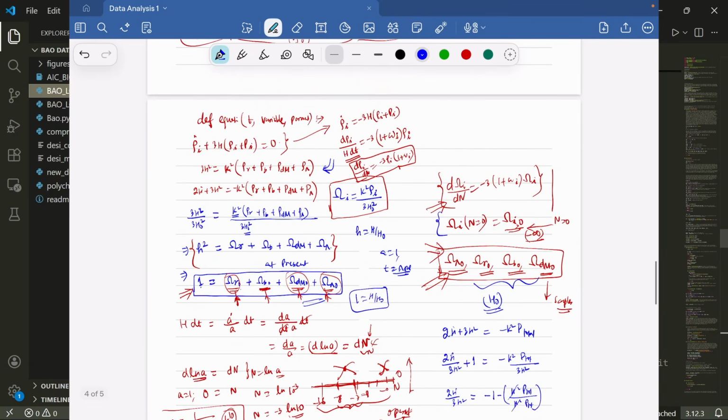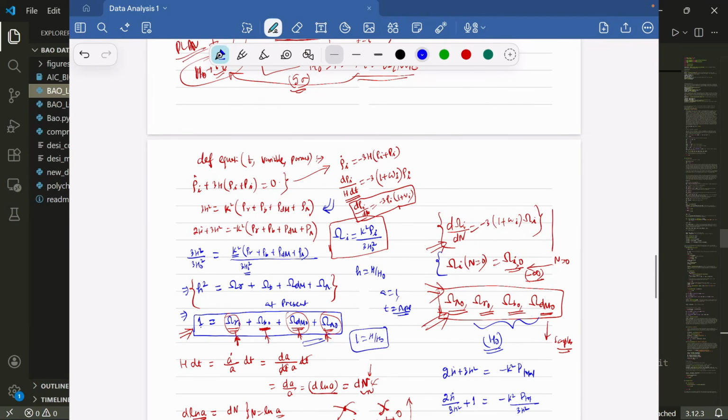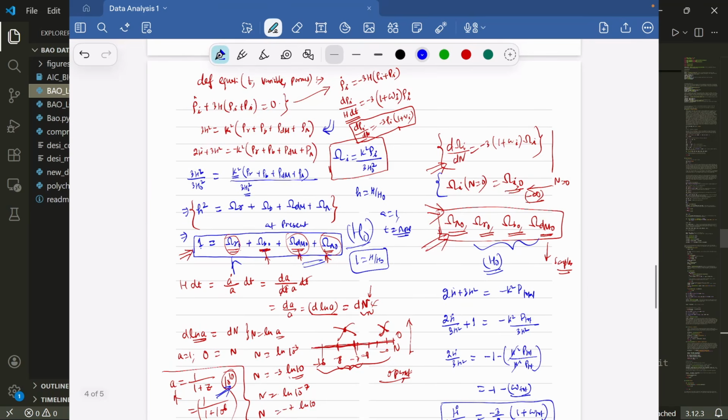So LambdaCDM is still a 4-parameter model. Why? Because I can compute omega b0, omega dm0, omega lambda 0. I can easily estimate my omega r0, and there is an additional parameter called h naught. If you use another model called CPL with 2 parameters, then 4 plus 2, it is a 6-parameter model. So the more complicated the models you use, your parameter space will increase. Understood? And from the data you can constrain these things.